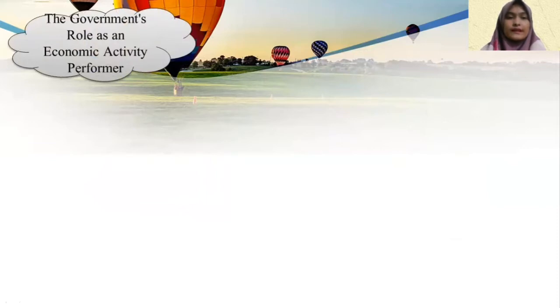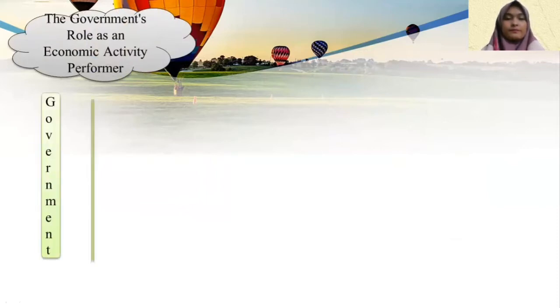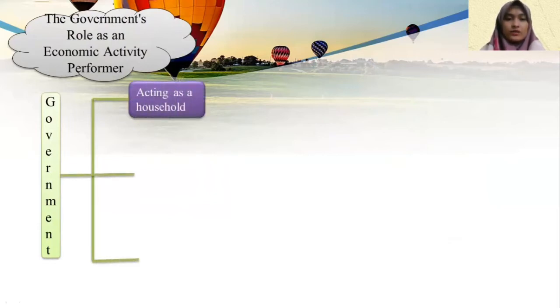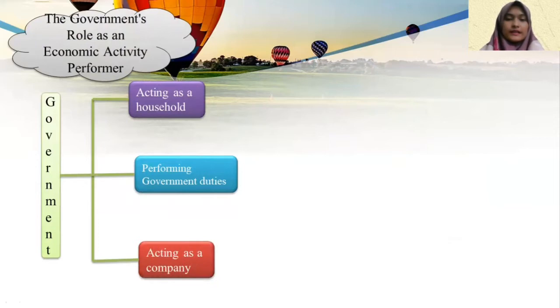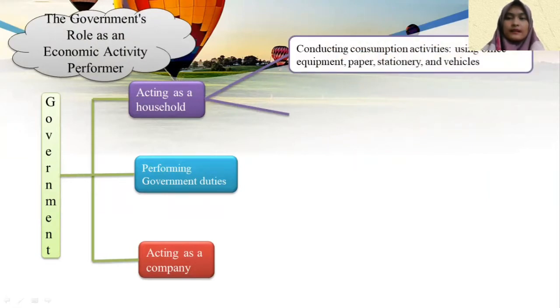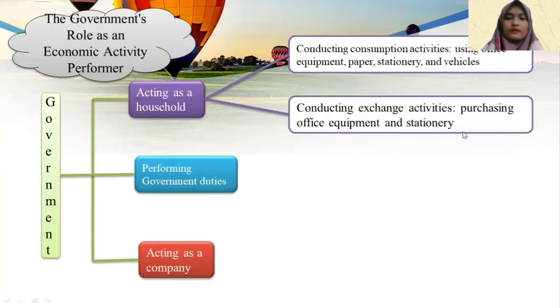the government role as an economic activity performer. Divided into three types. The first, acting as a household. The second, performing government duties. The third, acting as a company. The first, acting as a household. Conducting consumption activities using office equipment, paper, stationery, and vehicles. Conducting exchange activities, for example, purchasing office equipment and stationery.